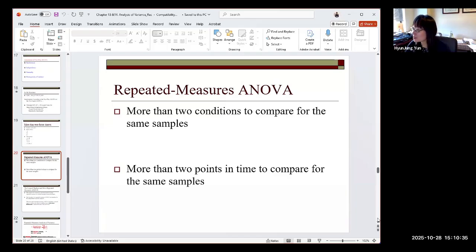Okay? I will stop because I want you to digest what multi-factor ANOVA is before we move on to repeated measures ANOVA. So up to this point, any questions? Any questions? All right. Okay.